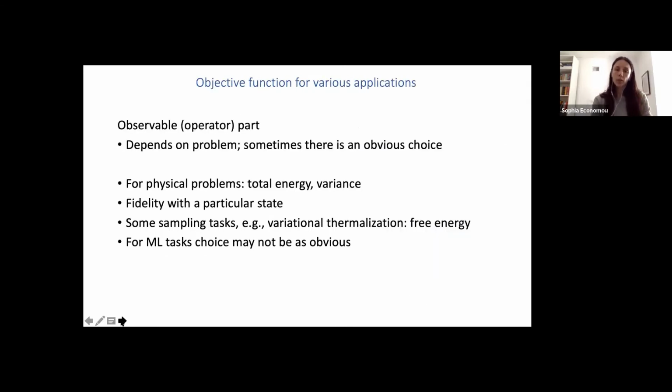All right, so the objective function will be different depending on what you want to do. Of course it depends on the problem, and sometimes there's an obvious choice. For example, if you're interested in physical problems, very often you're looking for the total energy, or the variance of the energy, so that you have an eigenstate. You might be interested in the total spin and other physical characteristics. For other tasks, you might want to achieve a particular state. There you might be using the fidelity, the overlap of the state you're creating on your processor with some target state. And for sampling tasks, you're often interested in creating some probability distribution, which you can sample from by making measurements on the quantum processor. And for some machine learning tasks, the choice may not be as obvious as some of these above.